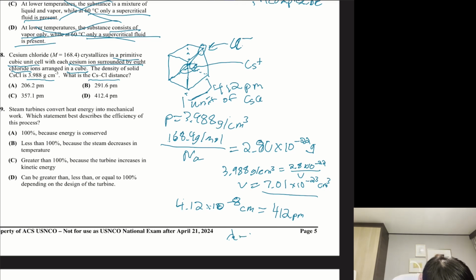Diagonal D equals the square root of 3 times 412 pm, which is 714 picometers. And then the Cs-Cl distance is going to be half of the diagonal. So we divide that by 2, and that gives us 357 picometers.